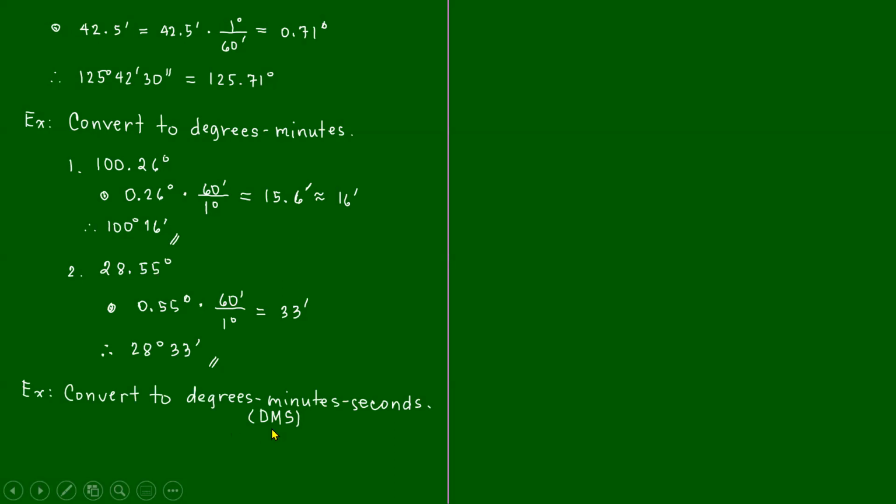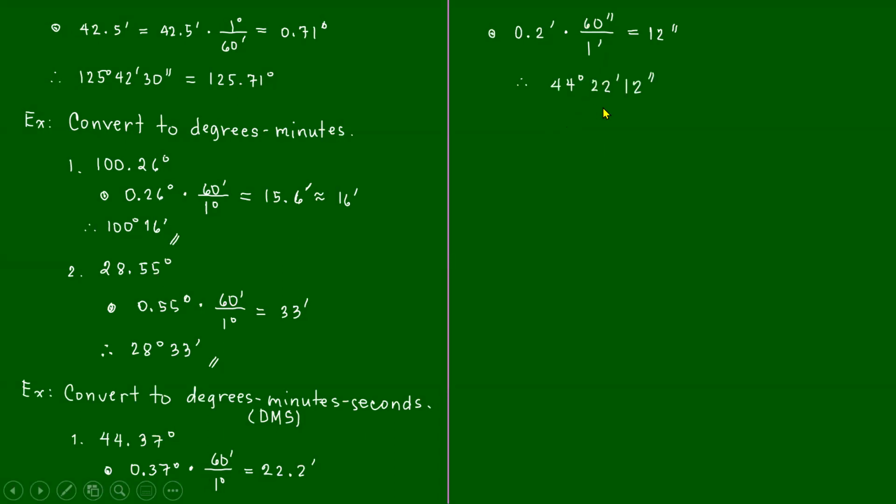Convert to DMS, so degrees, minutes, seconds. 44.37 degrees. So 0.37, the decimal part, let's take that times 60 minutes per degree. So that is 22.2 minutes. Let's convert 0.2 minute to seconds, the decimal part of the minute. So that is times 60 seconds per minute, getting 12 seconds. Hence, we have 44 degrees, 22 minutes, 12 seconds. So that is 44.37 degrees.